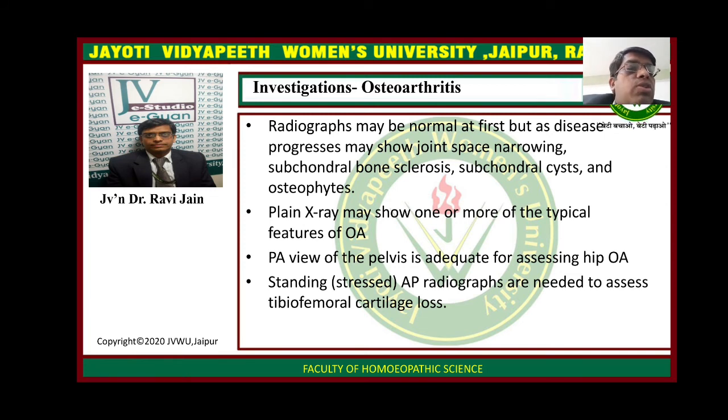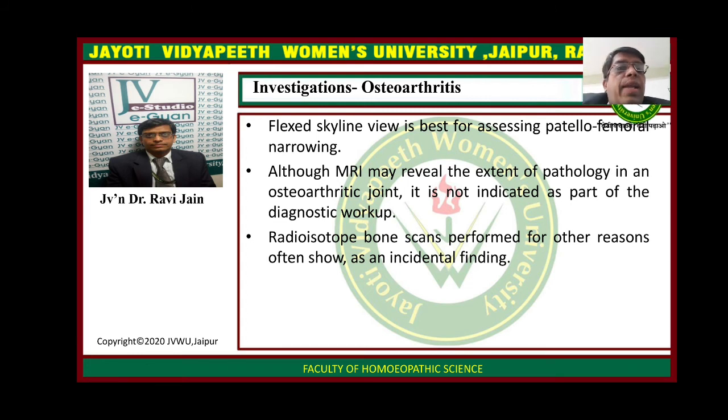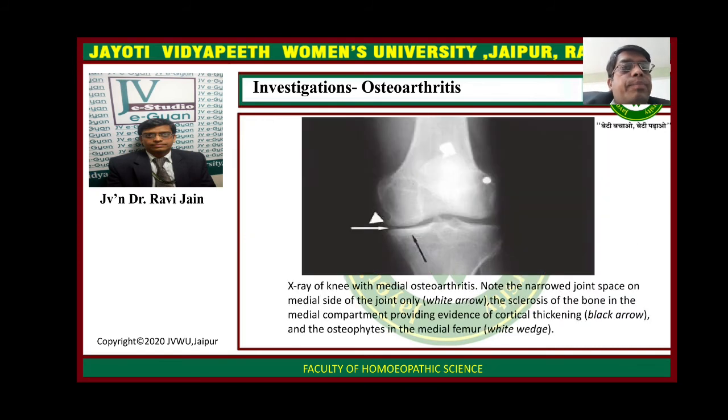PA view of the pelvis is adequate for assessing hip osteoarthritis. Standing stressed AP radiographs are needed to assess tibiofemoral cartilage loss. Flexed skyline view is best for assessing patellofemoral narrowing. Although MRI may reveal the extent of pathology in an osteoarthritic joint, it is not indicated as part of the diagnostic workup. Radioisotope bone scans performed for other reasons often show an incidental finding.